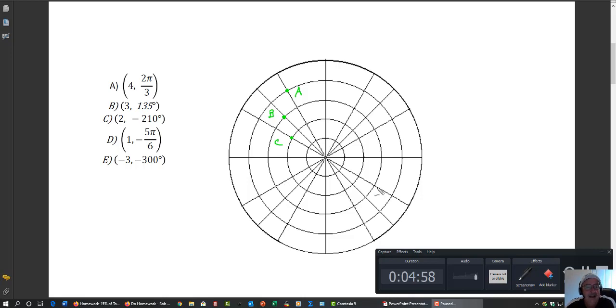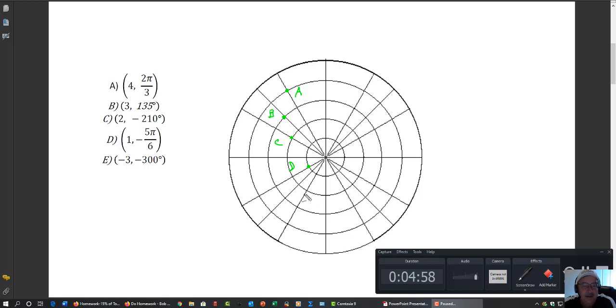All right. For negative 5 pi over 6. Now remember, if we went the counterclockwise direction, 5 pi over 6 would be over here. So we're going to go negative 5 pi over 6, which would be here. And that looks like we're going out a positive 1 circle. So this would be D.